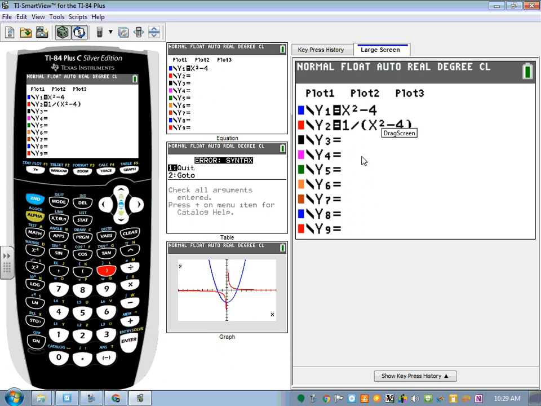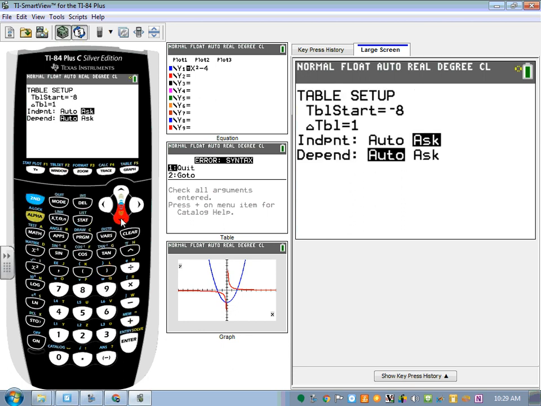So y1 is my original function, f of x. Y2 is the reciprocal of that function. Now, before we graph it, I want to quickly go to my table of values. I just actually have to reset mine because I have it all changed.